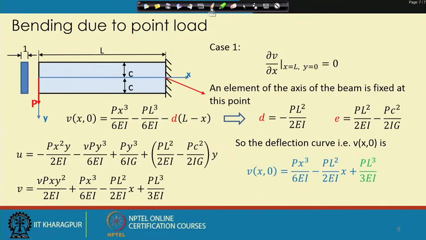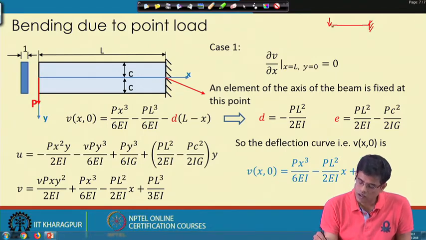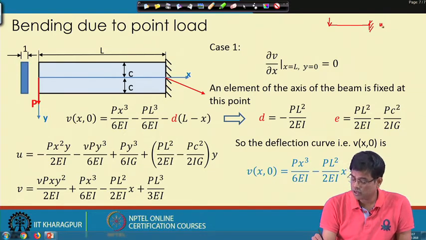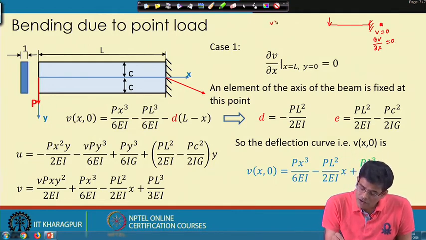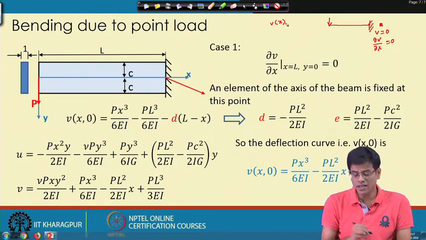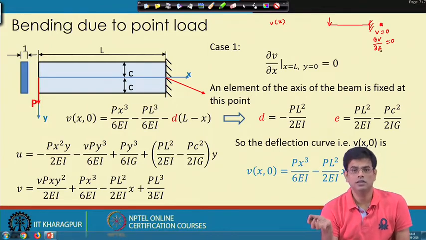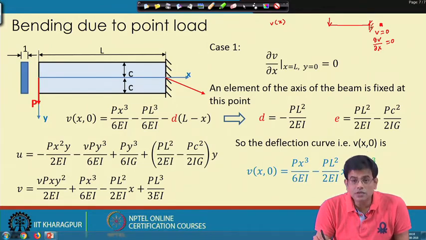So, let us see the first case, the cantilever beam we were talking about. At this point, u, the v equals 0 and del v del x equals 0. Now, what happened in the strength of material case is that v was a function of x only. Right. So, del v del x is 0 at this point, that means the slope at this point is 0.